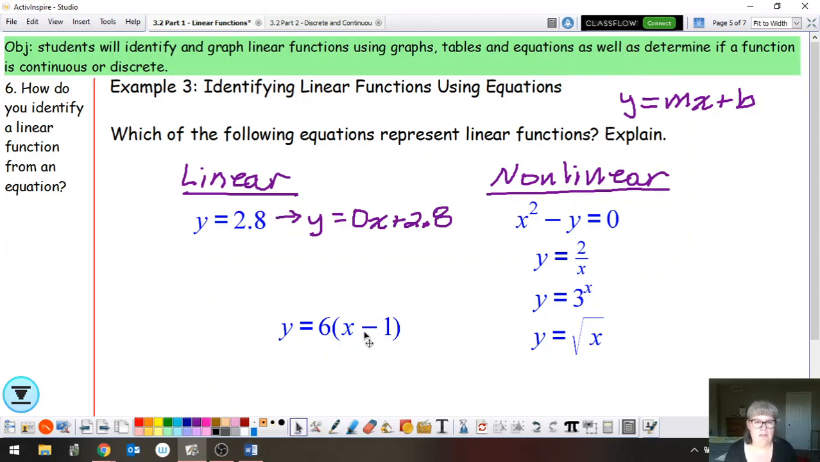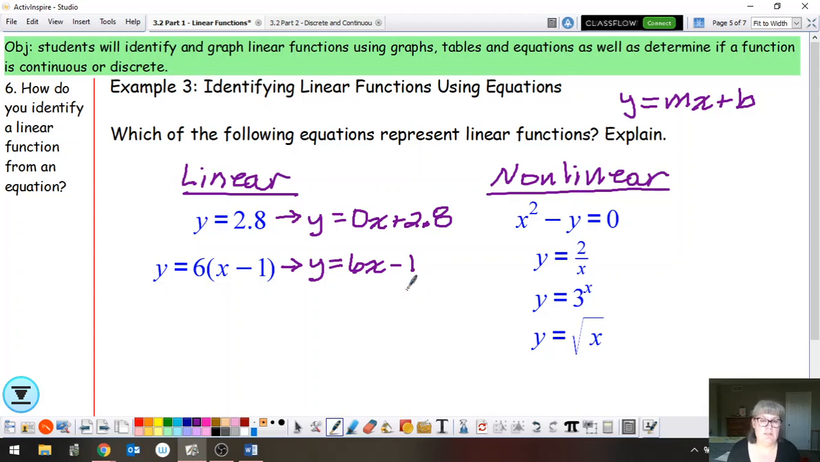And with y equals 6 times x minus 1, if I distribute the 6, my equation becomes y equals 6x minus 1, which is in the form y equals mx plus b. So that is a linear function. That is a linear equation. So these two equations are linear while everything else here is nonlinear.